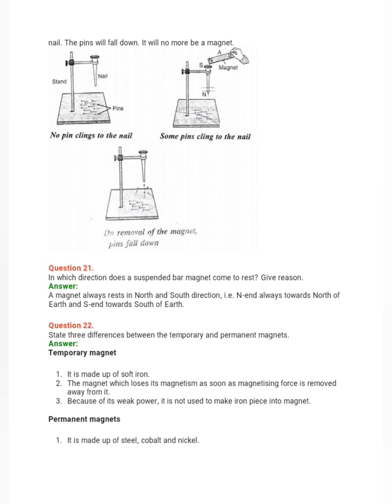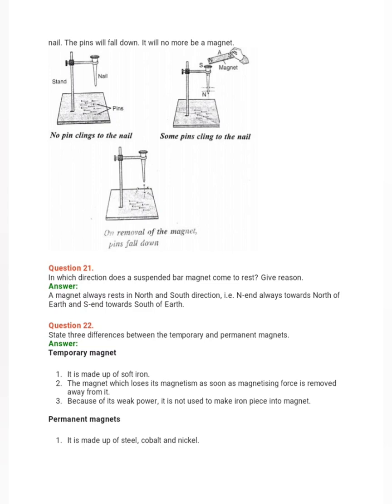Question 22. State 3 differences between temporary and permanent magnets. This is important again. Answer. Temporary magnet. Number 1. It is made up of soft iron. 2. The magnet which loses its magnetism as soon as the magnetizing force is removed from it. 3. Because of its weak power, it is not used to make an iron piece into a magnet.